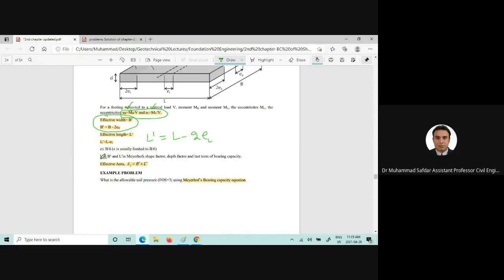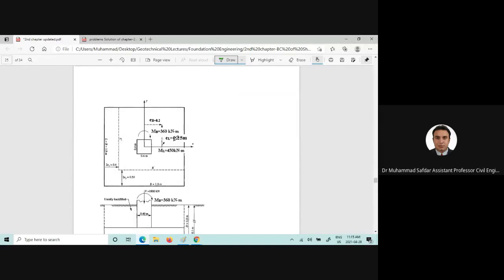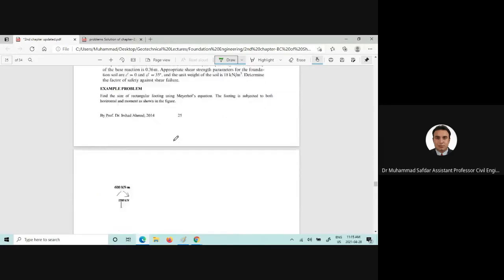Now, if you want to find out the effective area of the foundation, you can use this equation. Once you have noted down these, you can also note down these equations for finding the largest bearing pressure and the lowest bearing pressure.